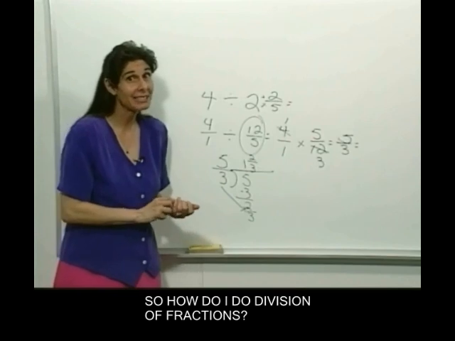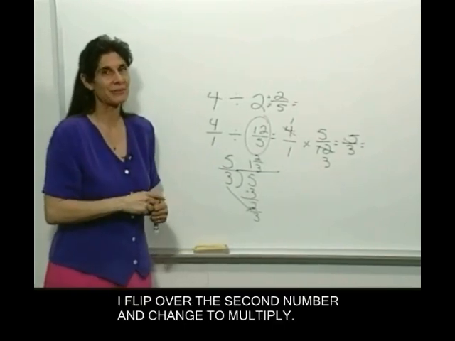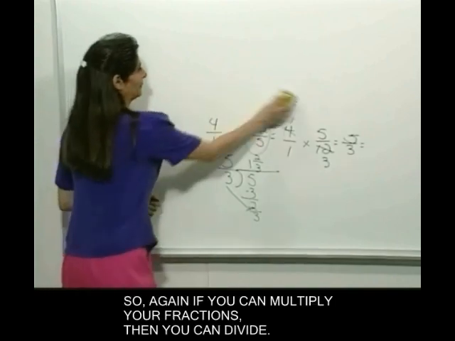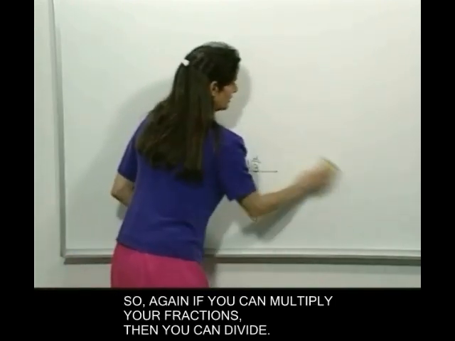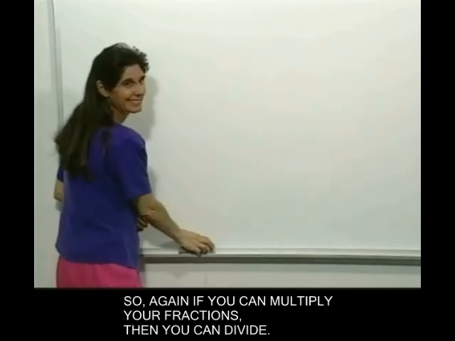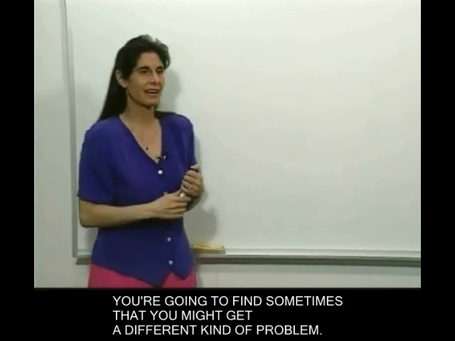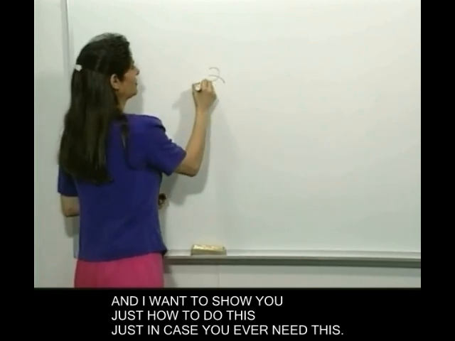So how do I do division of fractions? I flip over the second number and change to multiply. So, again, if you can multiply your fractions, then you can divide. You're going to find sometimes that you might get a different kind of problem, and I want to show you just how to do this, just in case you ever meet this.